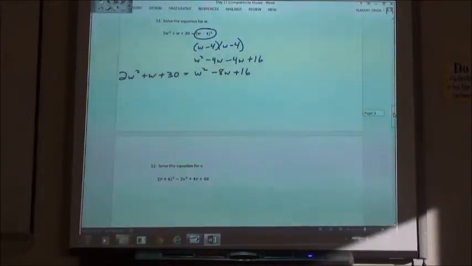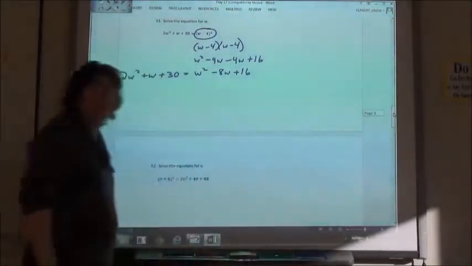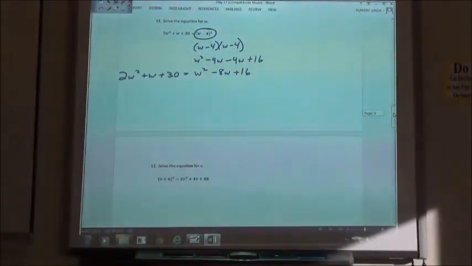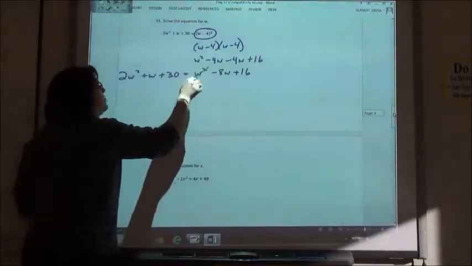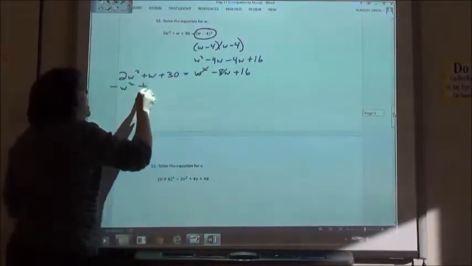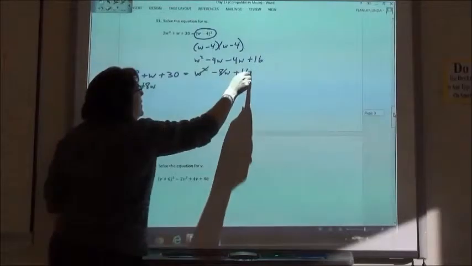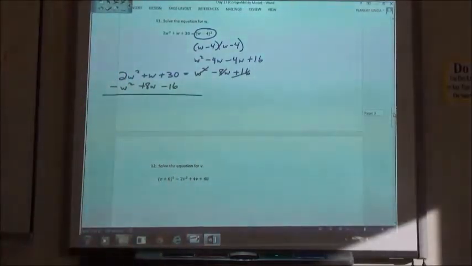What's the next thing I want to do? Move everything over to the left side. So I'm going to subtract my W squared, I'm going to add my 8W, and I'm going to subtract my 16. And if I do that, what am I going to get?